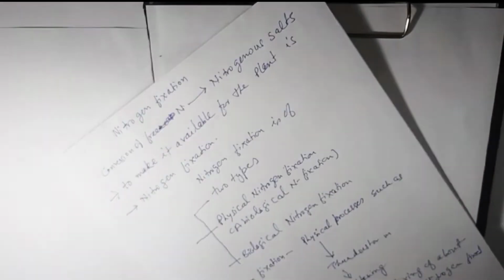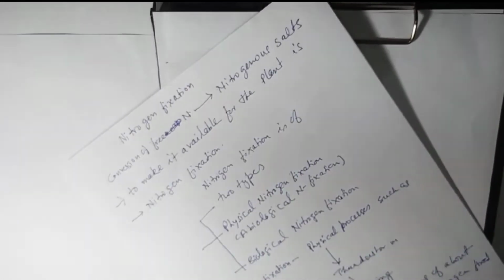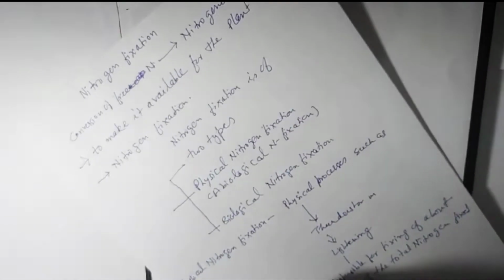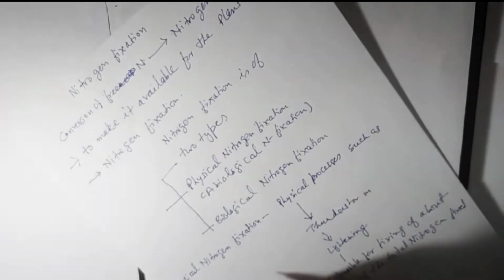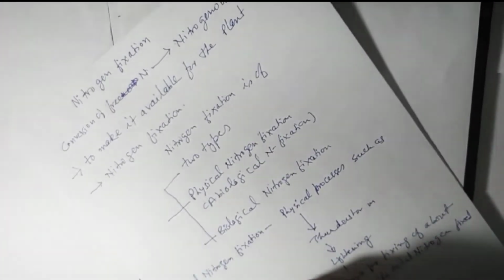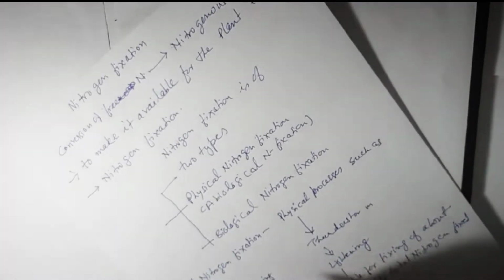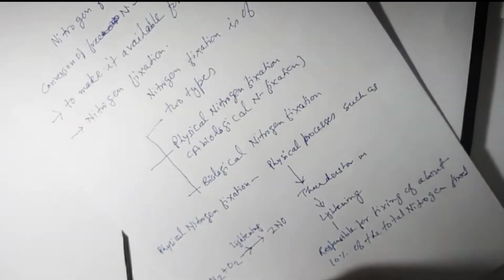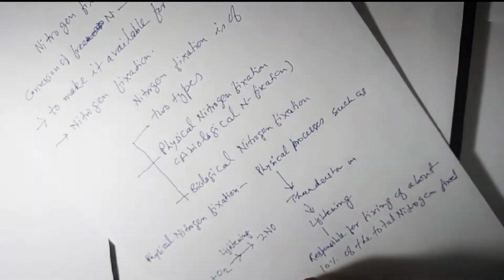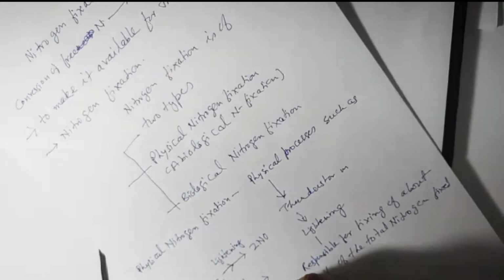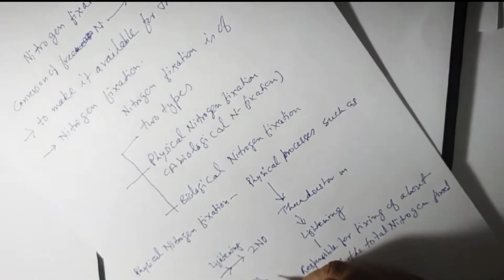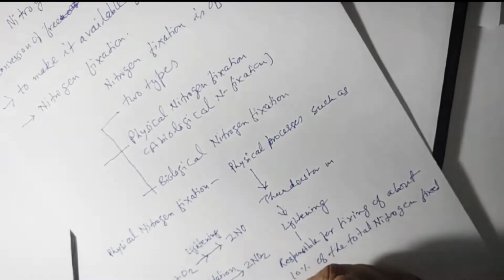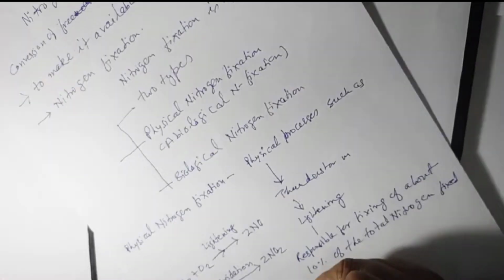Nitrogen forms nitric oxide, and this nitric oxide is again oxidized with oxygen to form nitrogen peroxide. So the total reaction which takes place is N2 plus O2 in the presence of lightning. It makes nitric oxide, and nitric oxide again combines with oxygen. It gets oxidized and makes nitrogen peroxide, NO2.